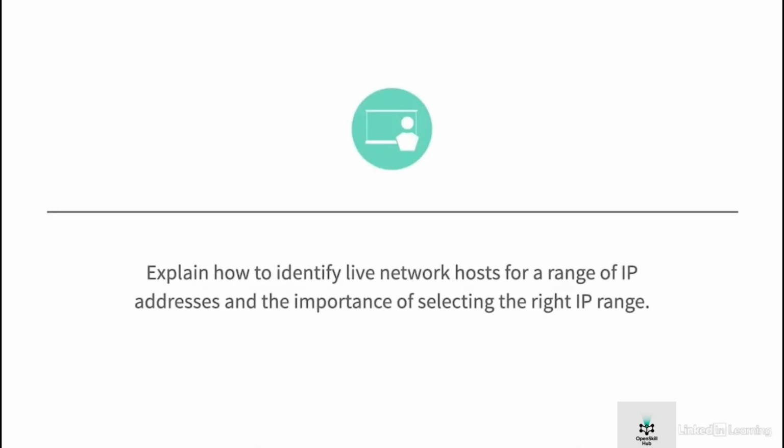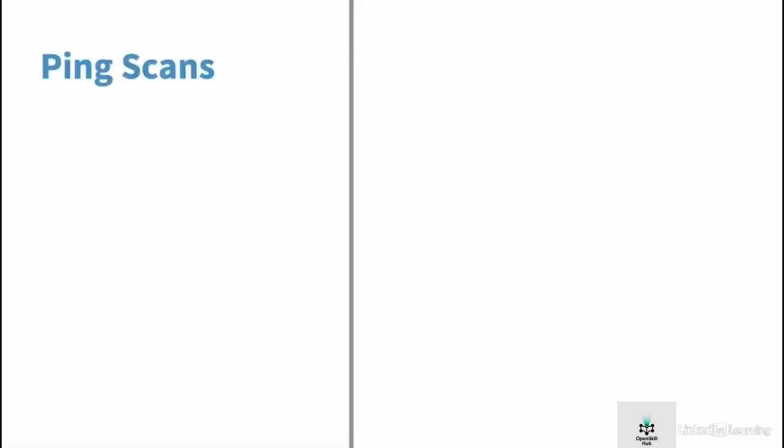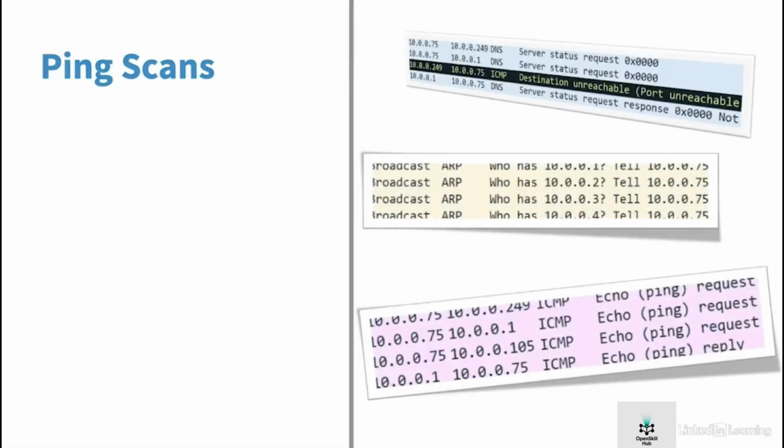Now let's test your knowledge. Explain how to identify live network hosts for a range of IP addresses and the importance of selecting the right IP range. When scanning, there are several ping scans that we can use to test for liveness. In this segment, we'll compare the differences between ARP, UDP, and ICMP ping scans.